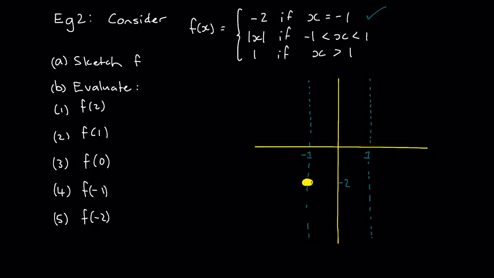Right, now we're going to look at the next one. The absolute of x, if x is between negative 1 and positive 1. So you already know what the absolute of x looks like, so we can sketch that straight away. That's going to be like this, and it's going to be like that. Okay. Now what's important is to see what is included and what is excluded. So we can see that both the negative 1 and the positive 1 are excluded.